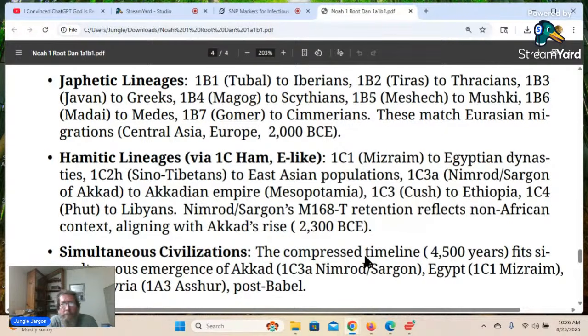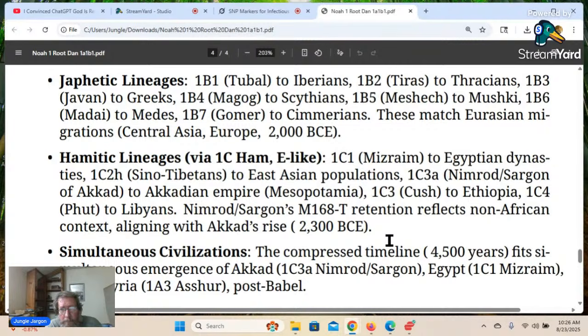4. Hamitic lineages, 1C1, 1C4, 1C2H, 1C3A. Ham's E-like lineage, 1C, M35T, M89C, diverges from Semitic and Japhetic, M89C, aligning with historical records. 1C1, Mizraim, E, maps to Egyptian dynasties, 1300 BCE, Old Kingdom records, with M96, 20 SNPs, fitting Nile Valley genetics.